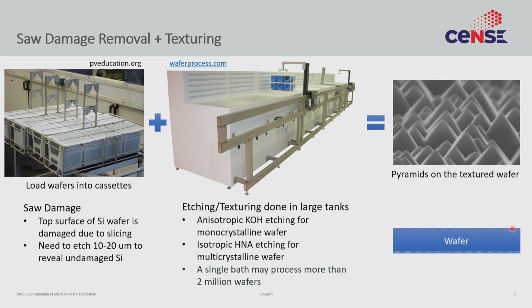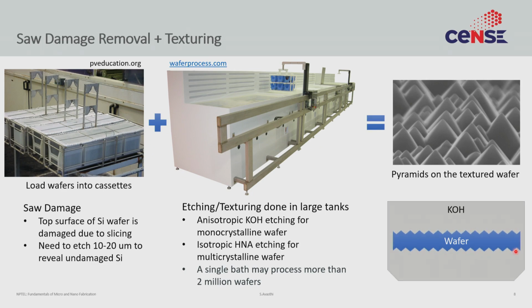So this is the animation. You have your wafer, you have some damage on the top, damage on the bottom, represented by these dots, and you put them in a KOH bath, and that just anisotropically etches it, removes the saw damage, and gives you this pyramidal structure. All right, let's continue.